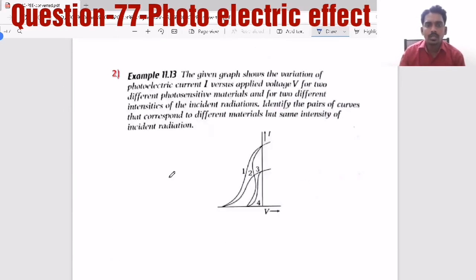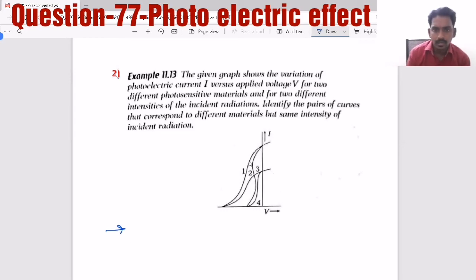Now here is another question. The given graph shows the variation of photoelectric current I versus applied voltage V for two different photosensitive materials and for two different intensities of the incident radiations. Identify the pair of curves that corresponds to different material but same intensity of incident radiation. See here, first you have to decide which are 1, 2, 3 and so on.